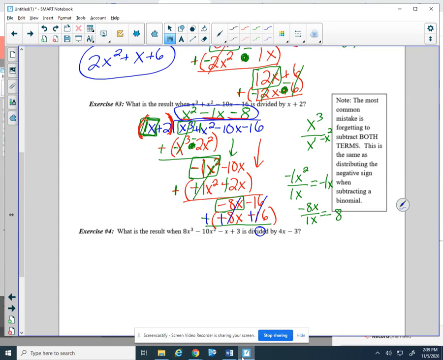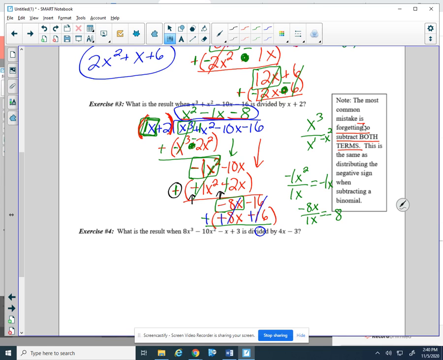Now, I put a note here because this is a really common mistake that people make. Basically, people forgetting to subtract both terms. So this process of changing to a plus and then changing both of these signs is super important because once you do that, you can just follow the signs and add.